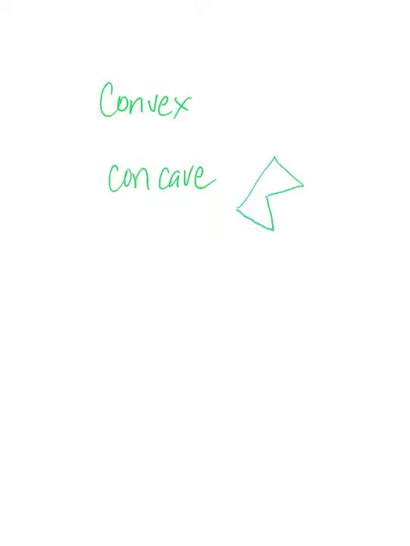Convex are where all the vertices are pointy. They all are on the outside and none of them are caved in. So a rectangle, a triangle, anything like that. So usually convex have no inside points. Everybody see that?